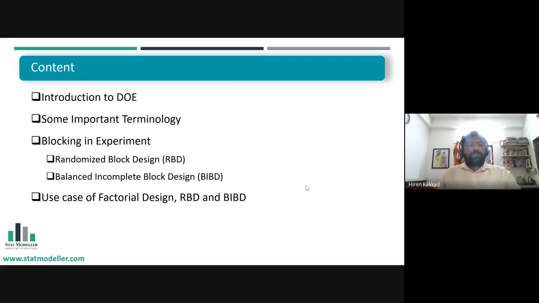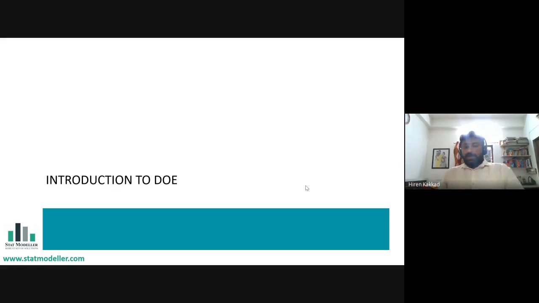And in examples we are going to see three types of example: factorial design, randomized block design, and BIBD. And then there will be a question and answer as usual, and then we'll sum up the session. So let us start with the introduction part of this DOE.